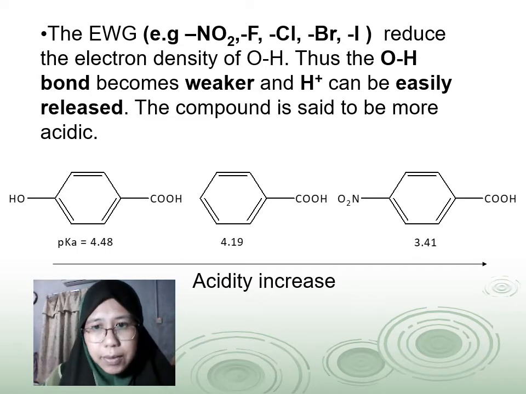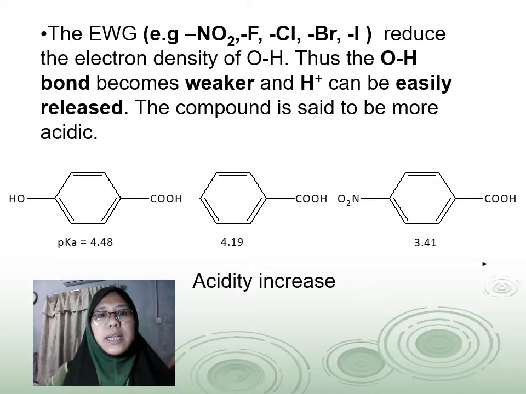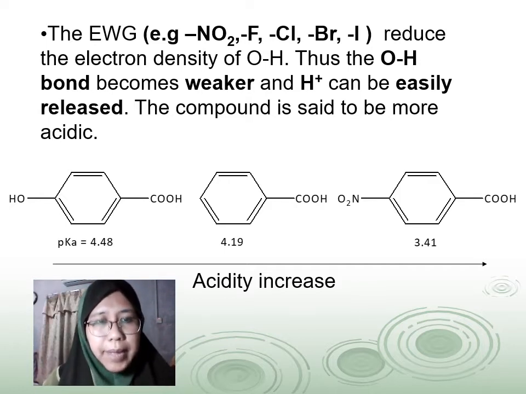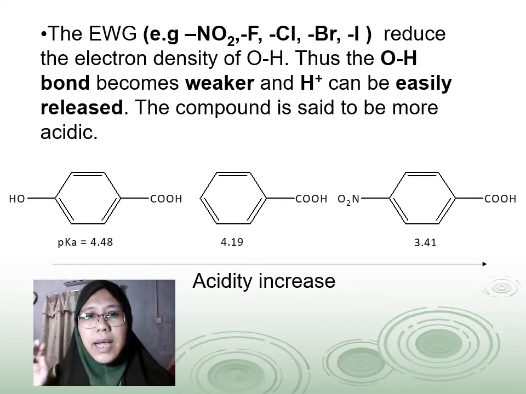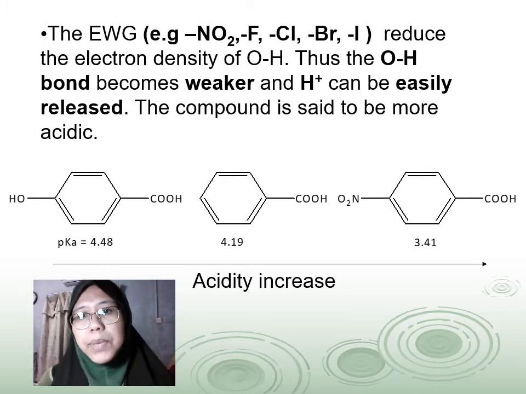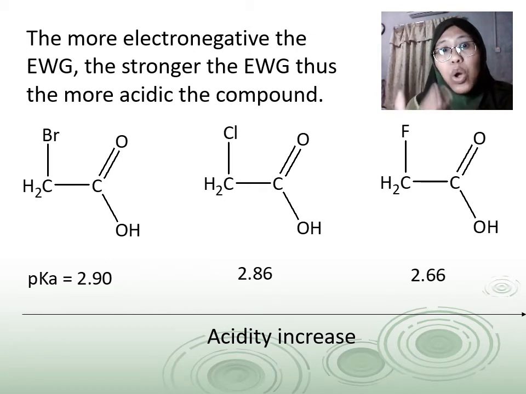Here is the pKa. You remember pKa is negative log of Ka. The higher the pKa, the less acidic a compound is. So here you can see para-nitrobenzoic acid has the highest acidity because the pKa is the least, 3.41. EWG withdraws electron, so it will reduce the electron density of the OH bond. This will make H plus easier to be released, making it more acidic. So the more electronegative an EWG is, the stronger the effect of EWG towards the compound, making it more acidic.